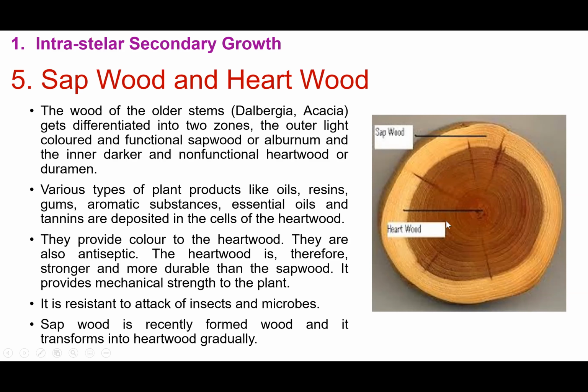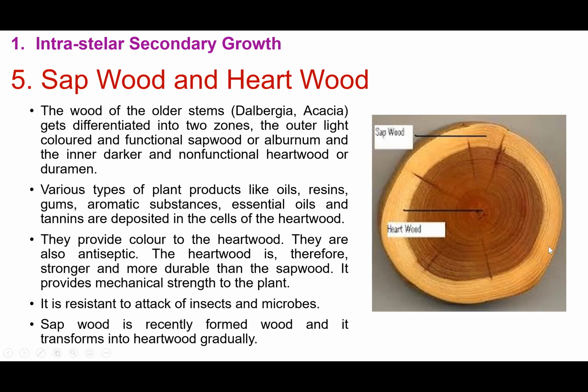When we look at heartwood, this is mainly involved in storage of many secondary metabolites like oils, resins, tannins, aromatic substances, essential oils, gums. All of them are stored in the cells of heartwood. Whereas sapwood is mainly involved in conduction of water. So heartwood is not functional, it is just storing all these secondary metabolites, whereas sapwood is actually doing the function that a normal xylem would do.